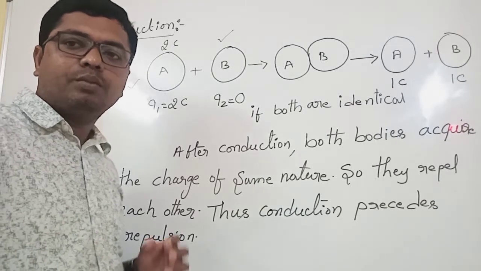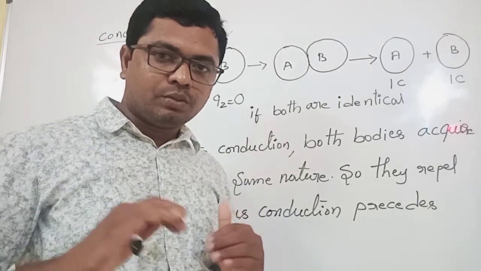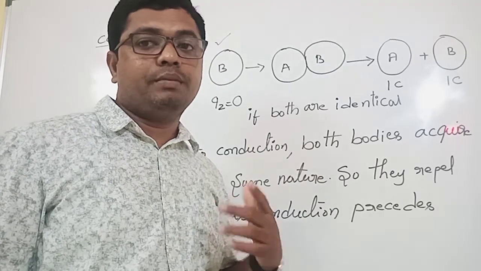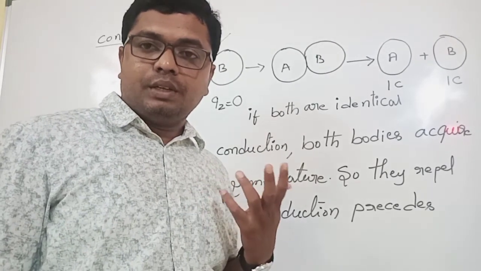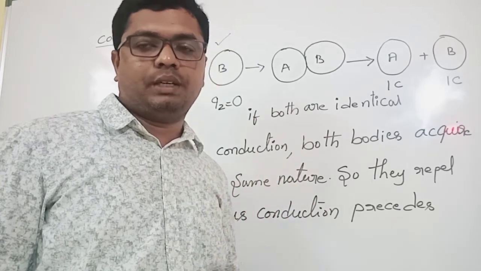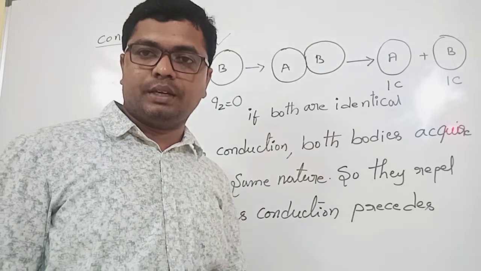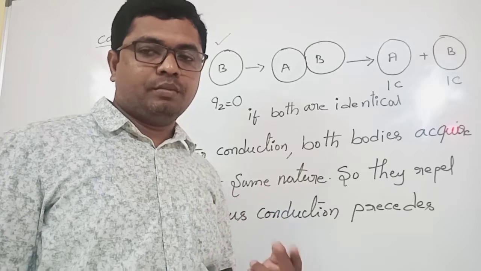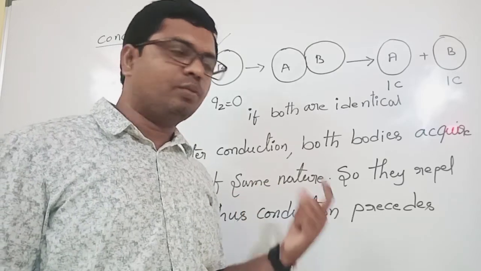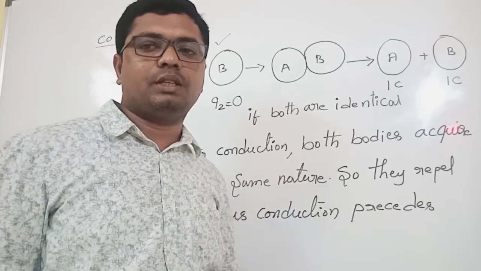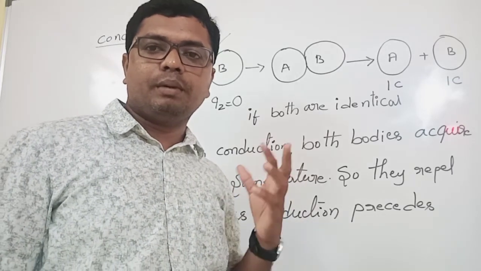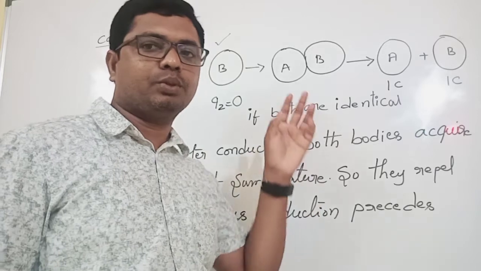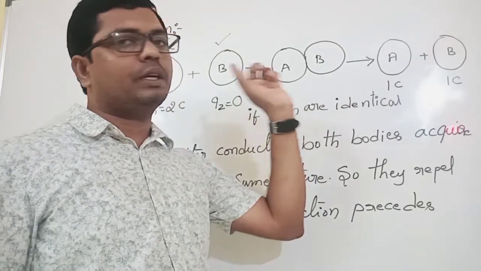Whatever charge you provide, after conduction you also get the same kind of charge. But in friction, where there is no charge initially, I get two different charges: one positive, the other negative. The glass rod becomes positive and the silk cloth becomes negative by friction. In this conduction process, whichever charge I give, I get the same nature of charge. If I give positive, I again get positive.